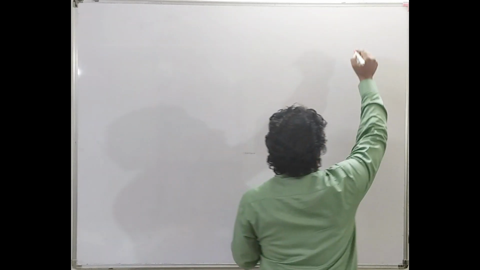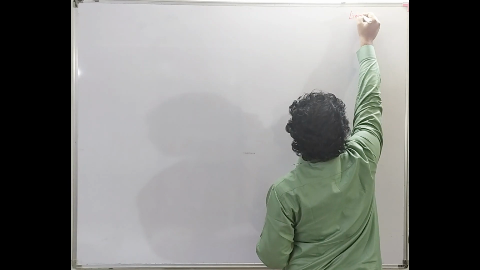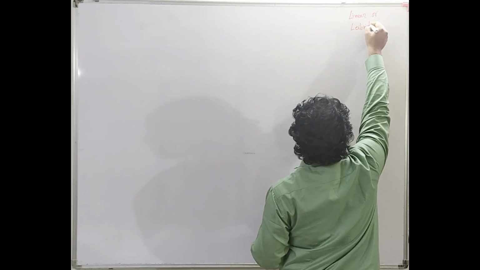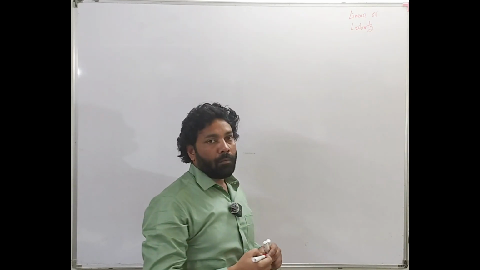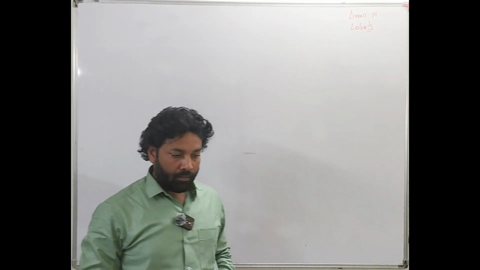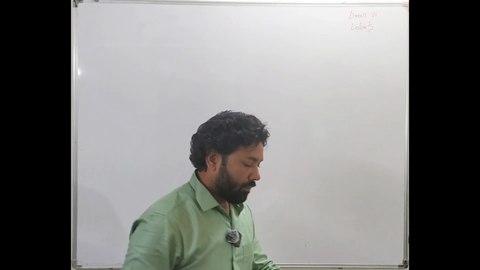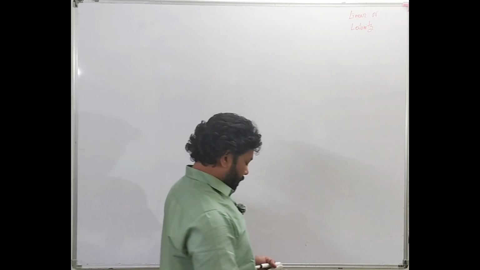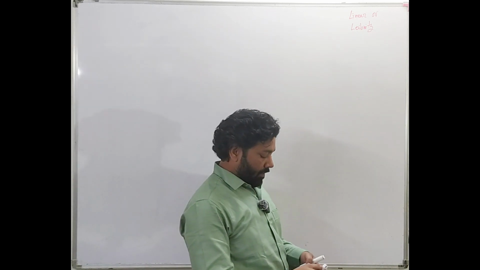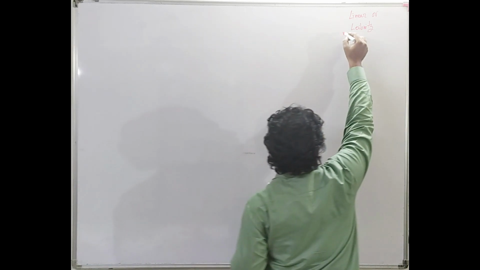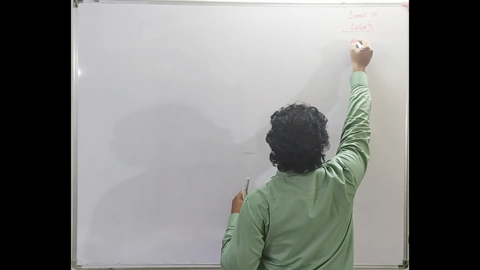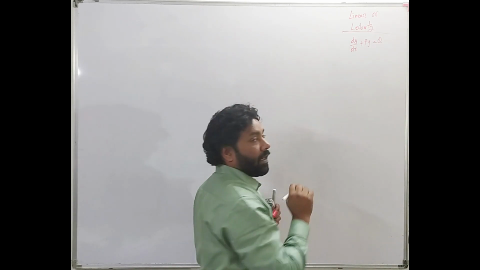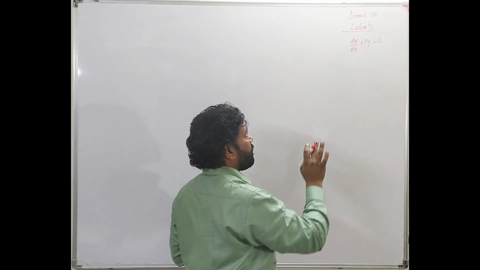So next we have the linear form of the differential equation, also called the Leibniz form of differential equation. What are the Leibniz or linear form of the differential equation? These are the differential equations which can be represented this way. And how to solve them? There is only one way.